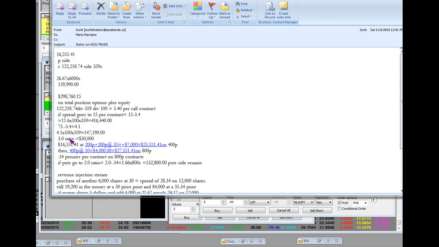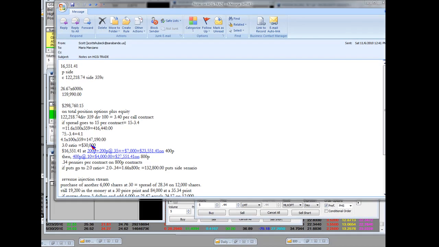A 3.0 ratio gap, this is the actual equity right here, is how this should be written up. It's informal, but this is the gap. So if the stock gapped up, should say HGSI gap ratio, we have 5,000 shares. If it gaps up $5, that's a 3.0 ratio, $30,000 gap.